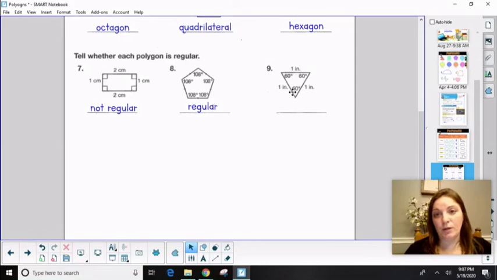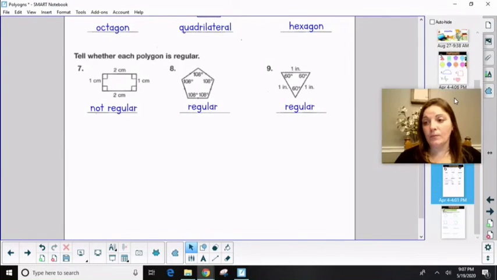And then over here, we have a triangle, and each side measures 1 inch, and each angle is 60 degrees. So all the sides are the same, all of the angles are the same. It's a regular triangle, also known as an equilateral triangle. All right.